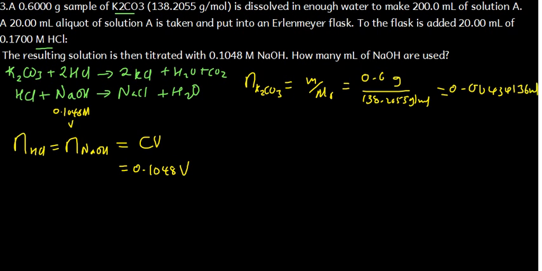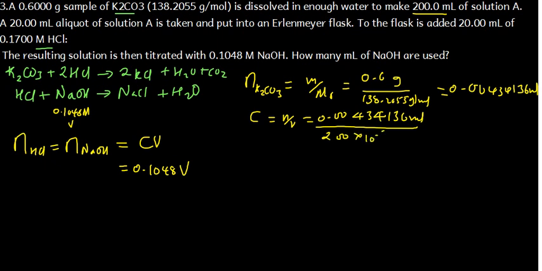Now these moles, remember, we dissolved them in 200 milliliters. So let's determine the concentration. Concentration is number of moles over volume, and the number of moles is 0.00434136 moles. And then we dissolve them in 200 milliliters. We want to convert the milliliters to liters by multiplying by 10 to the power negative 3. And that is going to give us 0.0217 molar of potassium carbonate.